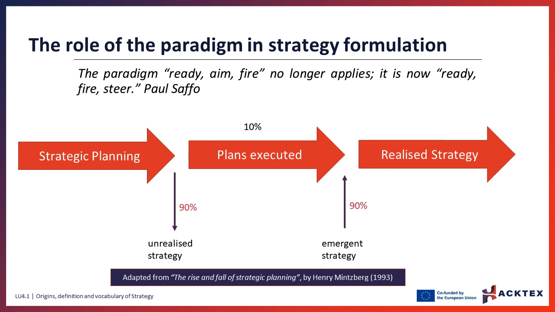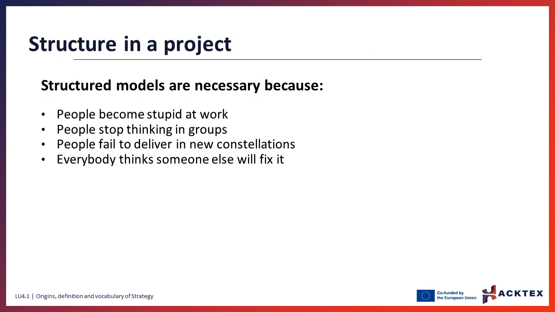Mintzberg and Waters describe an emergent strategy as consistencies that come from an organization's behavior over a specific time, despite the behaviors never explicitly intended. The model also considers the unrealized part of strategy as the source of emergent reality that shapes different patterns in the absence of intentions. Emergent and unrealized strategies bring organization to realize that structured models must be followed. And that is because people become stupid at work. People stop thinking in groups. People fail to deliver in new constellations. Everybody thinks someone else will fix it.